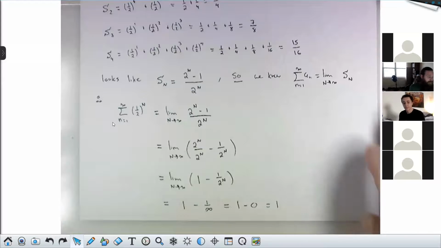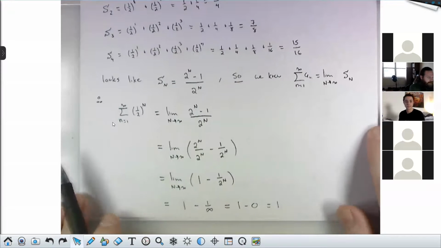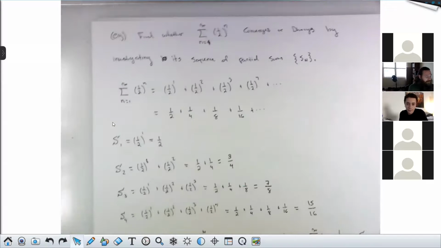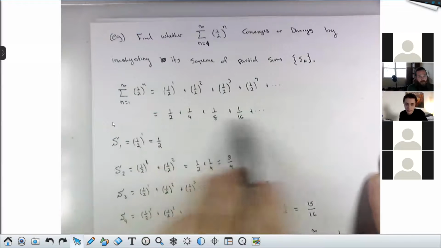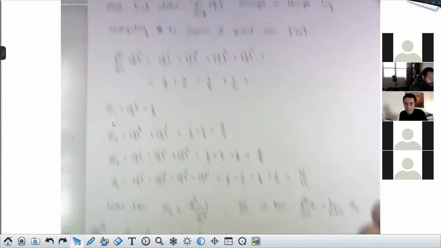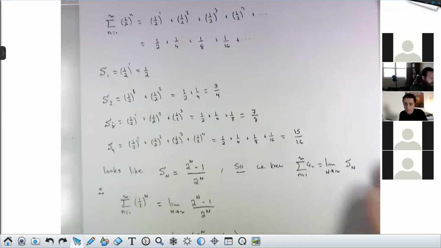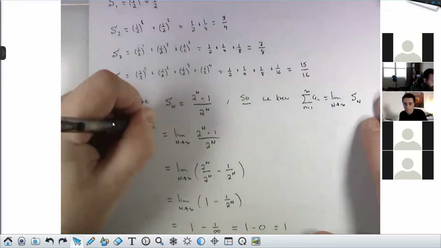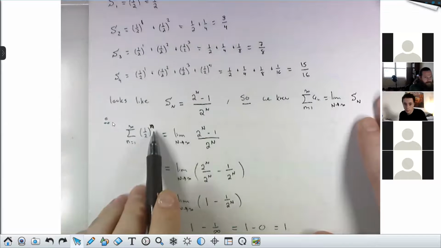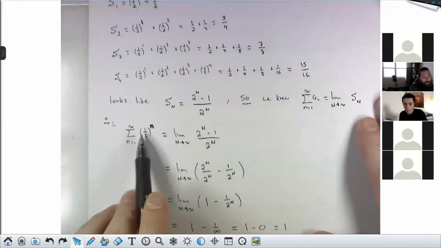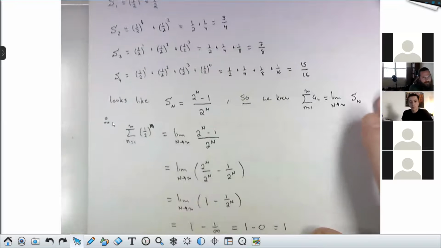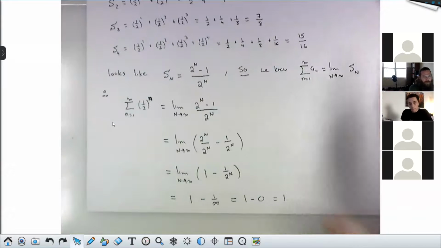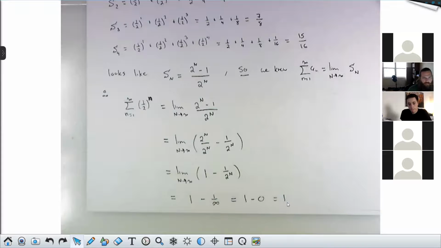So the infinite sum here, if you add up infinitely many things, 1/2 plus 1/4 plus 1/8 plus 1/16, on and on forever, you get 1. Yep. That's the thing. I wrote a capital N here. This should be a little n. I'm so sorry, I just noticed that. Sigma n from 1 to infinity, 1/2 to the little n, that's equal to this. So if you add up all of the powers of 1/2, those add to 1.